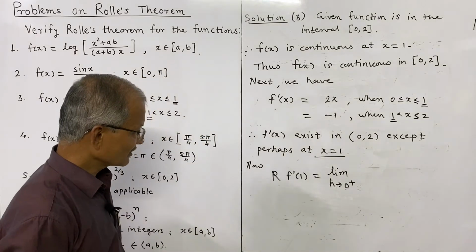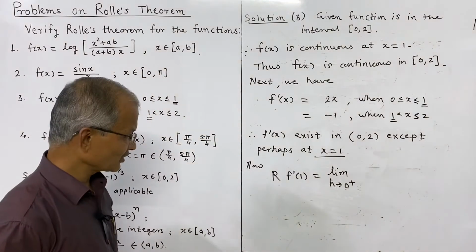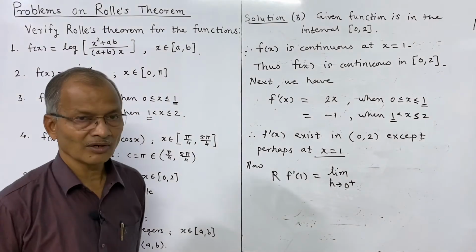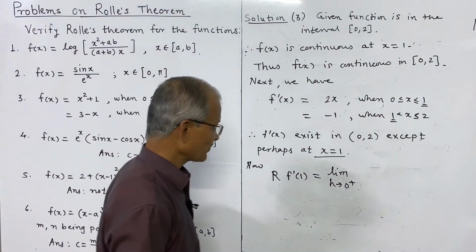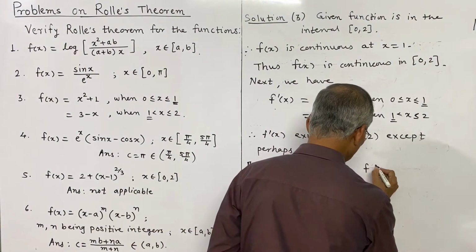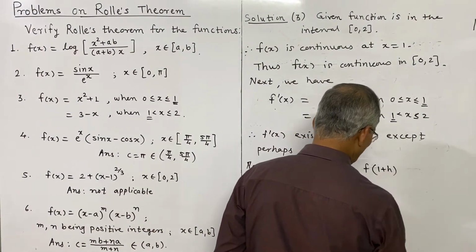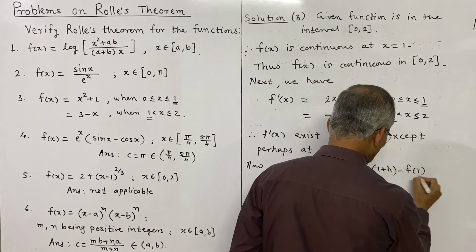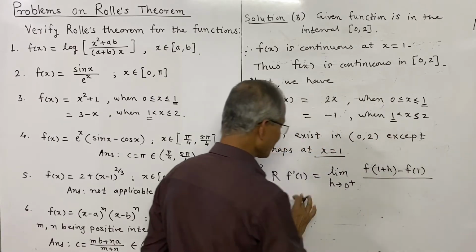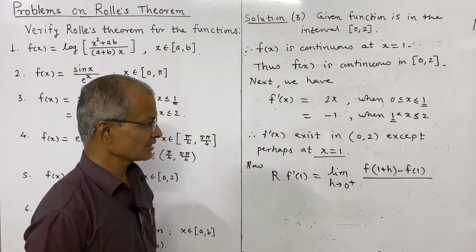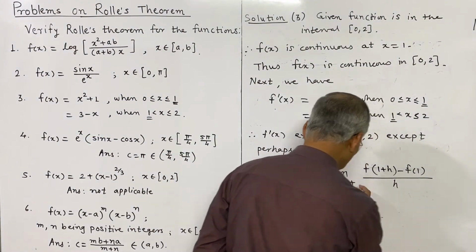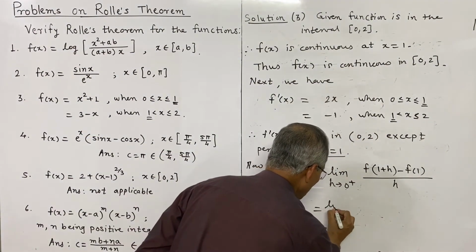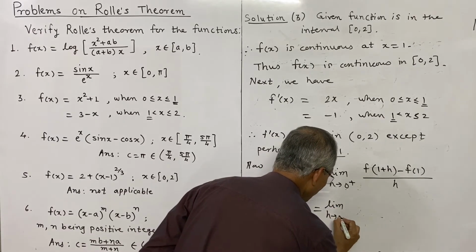We have seen this earlier in the chapter of differentiation, the condition when the derivative exists and the meaning of right hand derivative and left hand derivative. It is f of 1 plus h minus f of 1. F dash of c is f of c plus h minus f of c divided by h, and that is limit h tends to 0 from right.